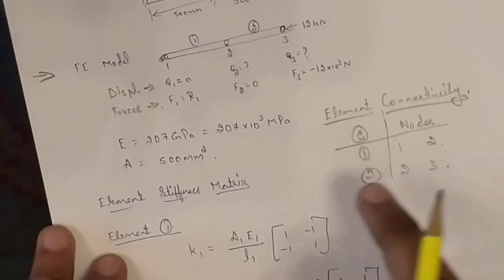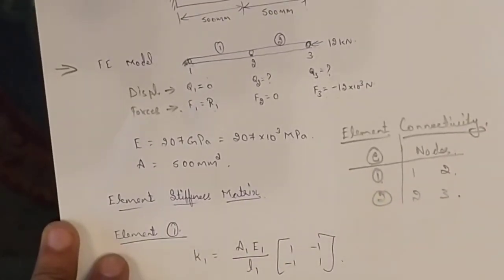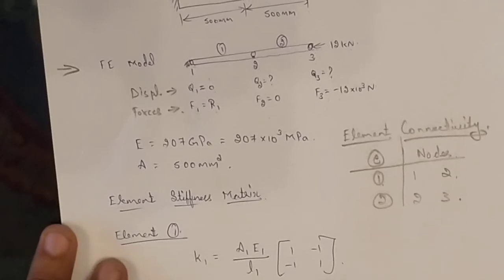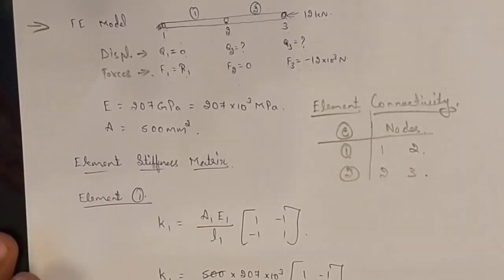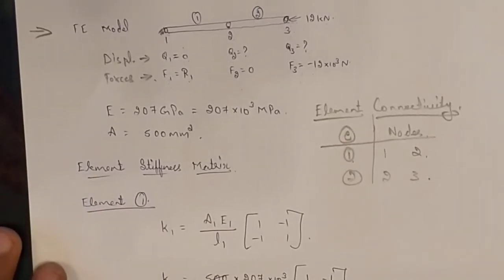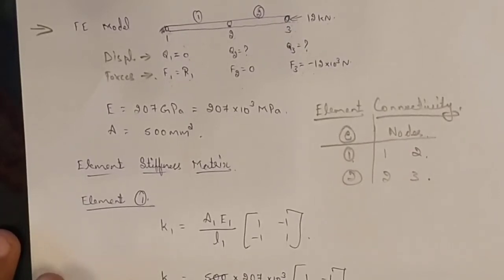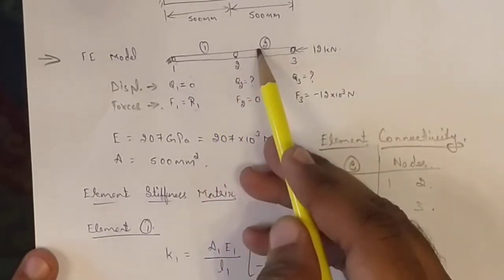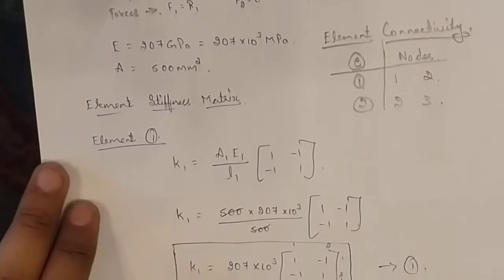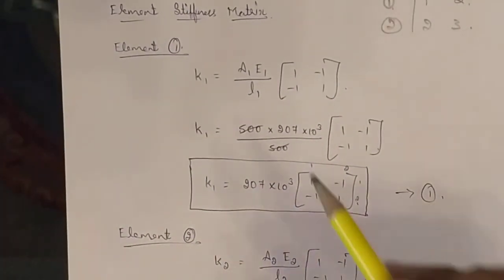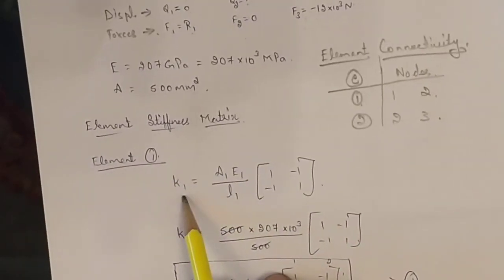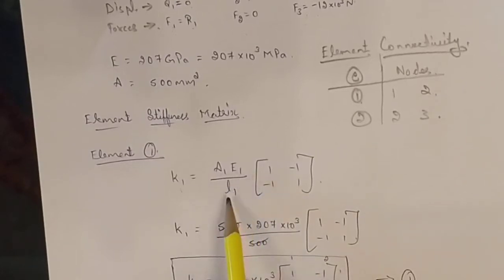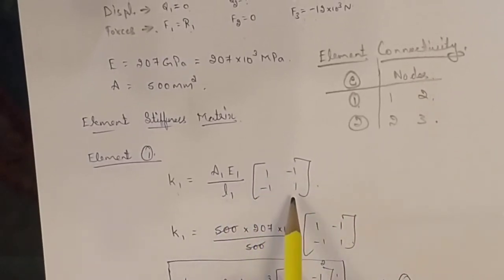So once you write this, next move on to element stiffness matrix. Here we have derived this element stiffness matrix in our previous lecture video of a one-dimensional bar element. Am I right? So after deriving, we have got the equation K is equal to AE by L times [1 -1; -1 1]. Here we have 2 elements, so you have to write the stiffness matrix for both the elements. First we'll write for element 1. K1 is equal to A1 E1 by L1 into [1 -1; -1 1].